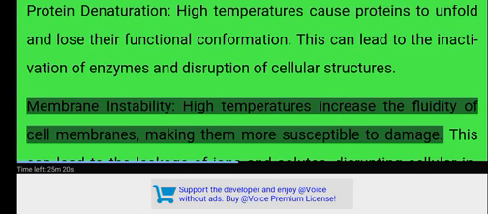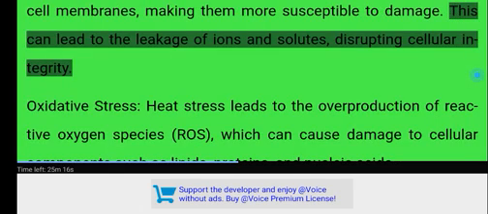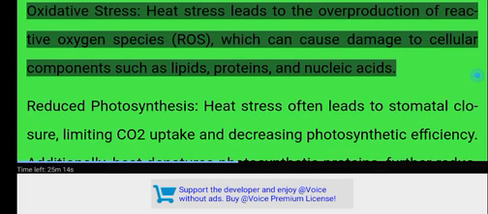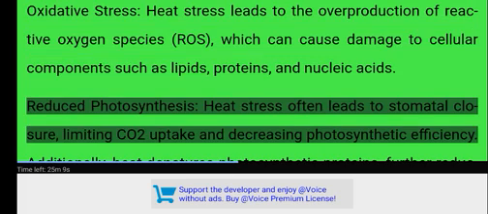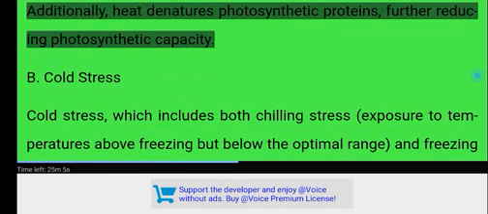Membrane instability: high temperatures increase the fluidity of cell membranes, making them more susceptible to damage. This can lead to the leakage of ions and solutes, disrupting cellular integrity. Oxidative stress: heat stress leads to the overproduction of reactive oxygen species, ROS, which can cause damage to cellular components such as lipids, proteins, and nucleic acids. Reduced photosynthesis: heat stress often leads to stomatal closure, limiting CO2 uptake and decreasing photosynthetic efficiency. Additionally, heat denatures photosynthetic proteins, further reducing photosynthetic capacity.